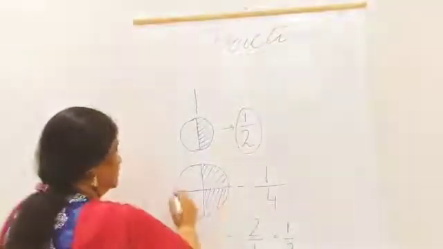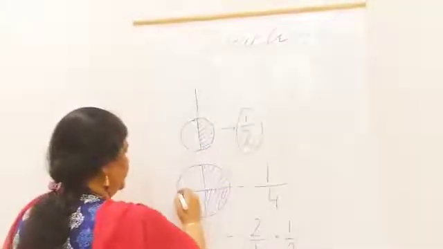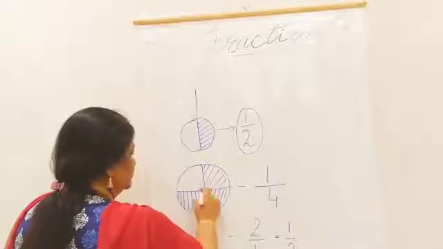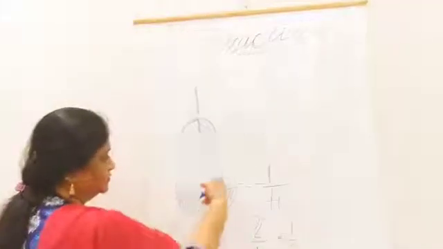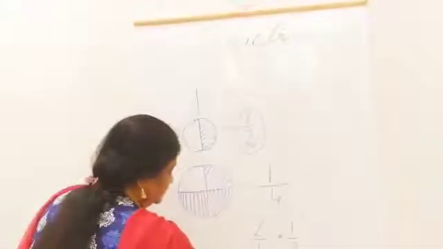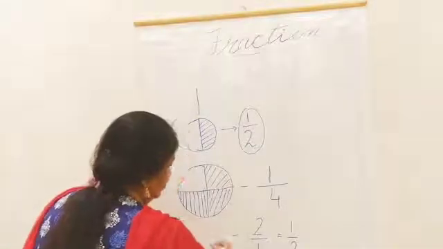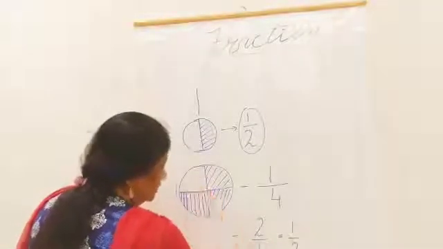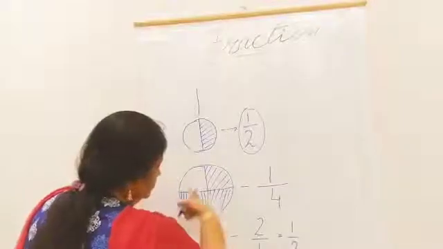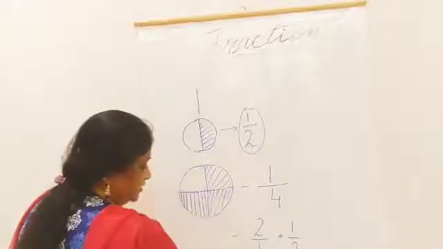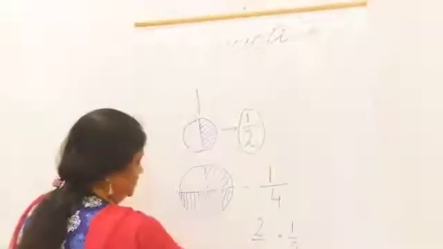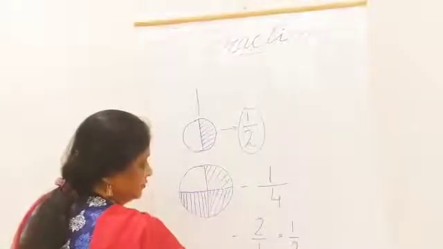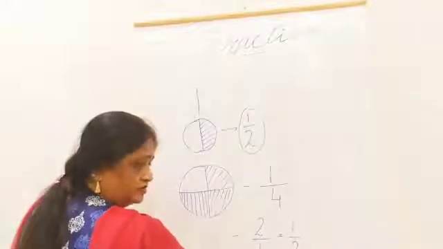Now if one more friend wants one more part of it, how many parts have I used? 3. I have used 3 out of how many? 1, 2, 3, 4. I divided it into 4 parts, and in the 4 parts, I have used 3. How will I write this? 3 upon 4. 3 upon 4.